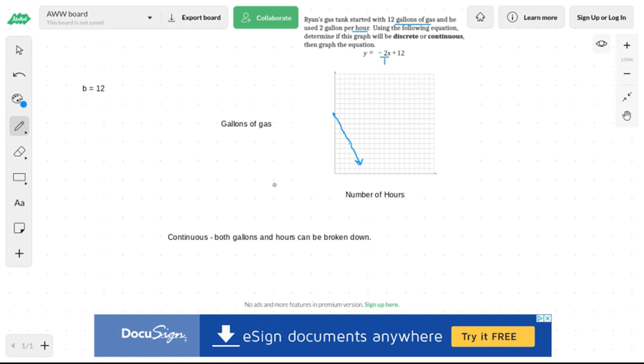And that's it. Make sure you find your independent and dependent, label and scale your graph correctly, graph your line, and then determine if it's continuous or discrete, and then either connect or don't connect your dots.